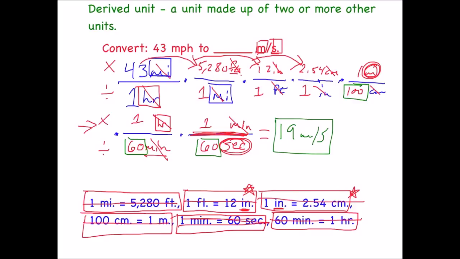So 19 meters per second is the answer. And that actually gives us a new conversion factor. That would be a weird conversion factor to have, but it's true. We could say that 43 miles per hour is equal to 19 meters per second, and that could be a conversion factor in a future problem. Again, that would be a weird one to have, but it would work.